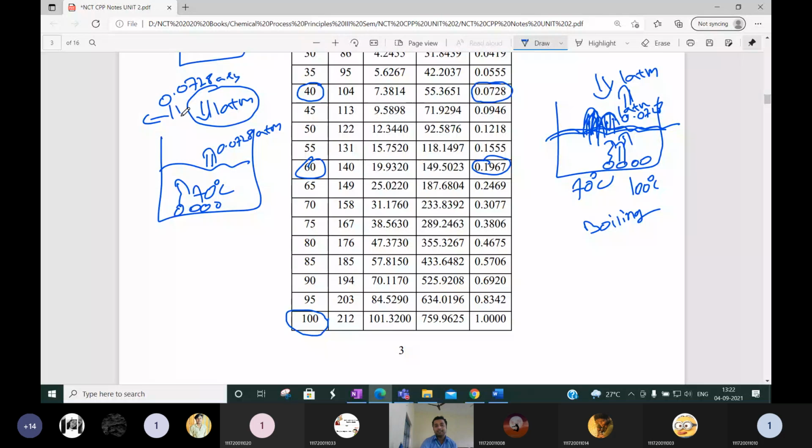Now you see the external pressure is 0.0728 atmosphere. At 40 degrees centigrade, we have this vapor pressure. And this vapor pressure and this atmosphere will counterbalance. So there will be less force on this water layer. So the bubbles, whatever is generated, will freely move up. That is called boiling.